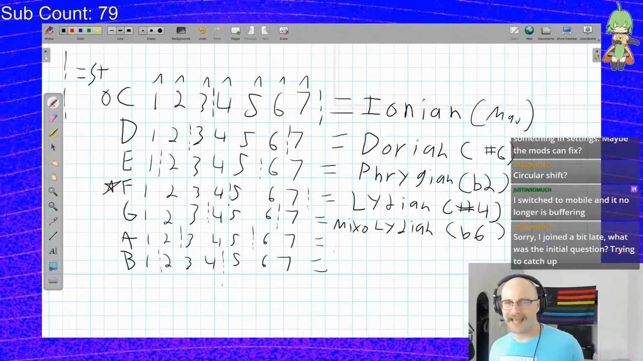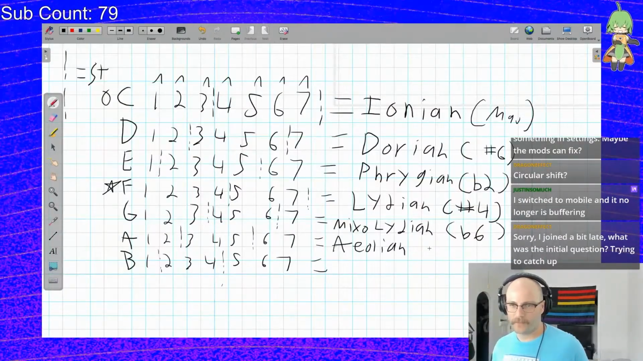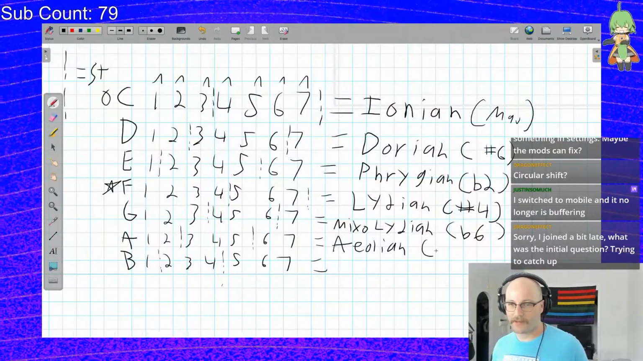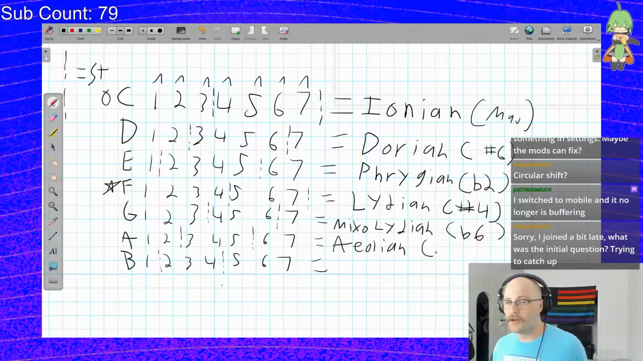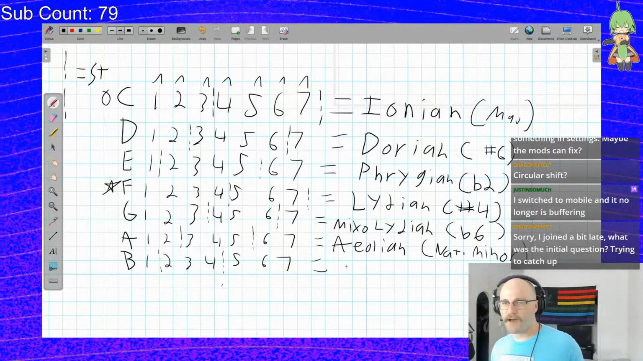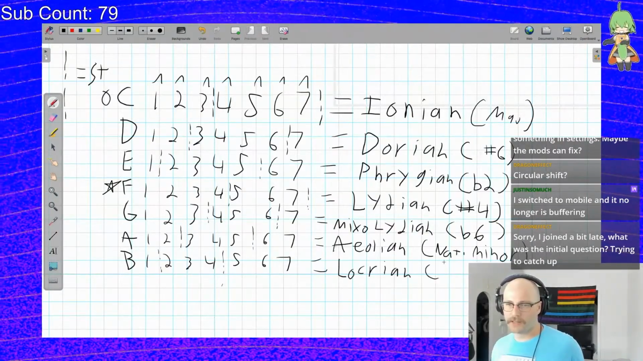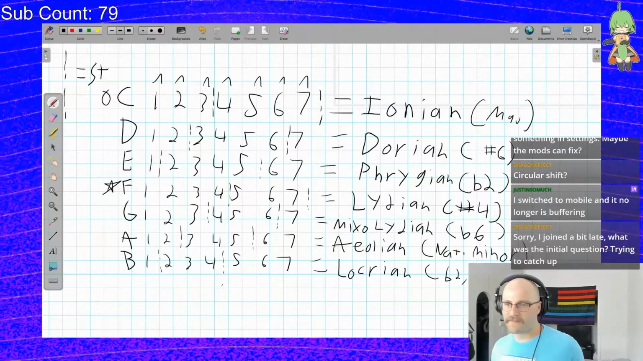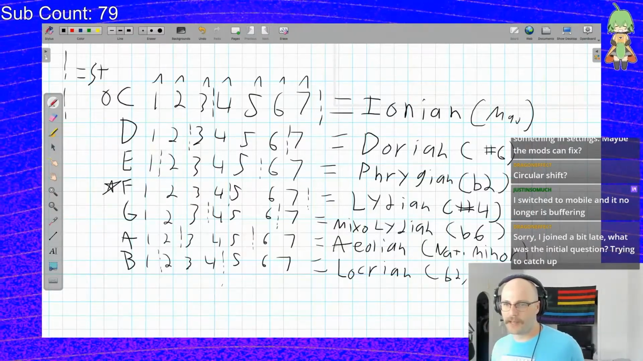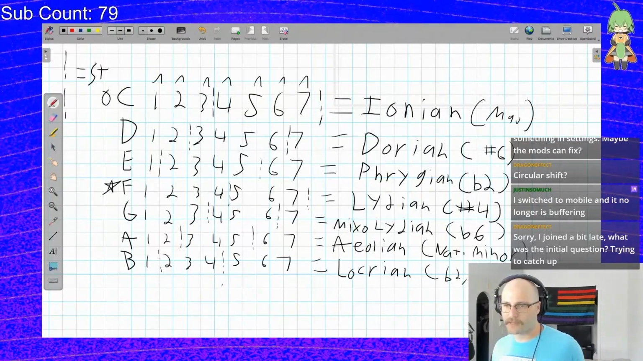Then this is Aeolian, which has no alterations. This is actually what we will call natural minor. And then finally, we have Locrian, which is flat 2, flat 5. I'm going to put a little asterisk around this one, because this is a very special case.